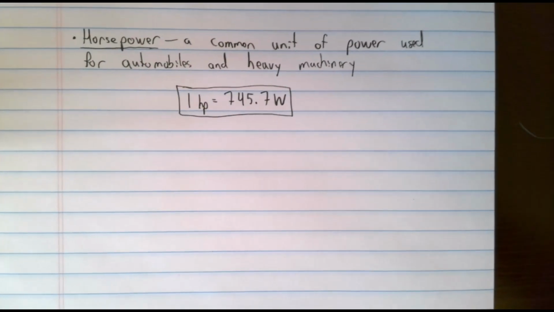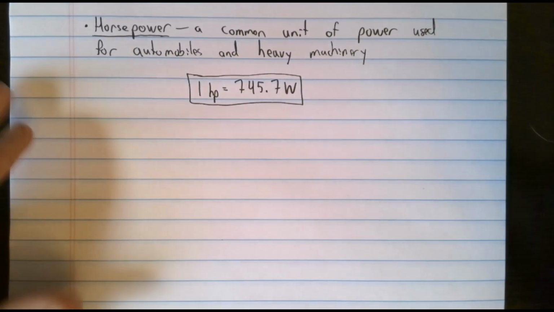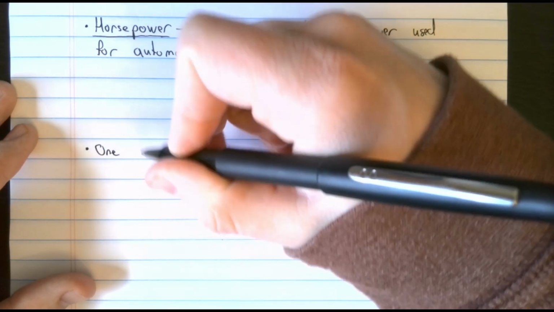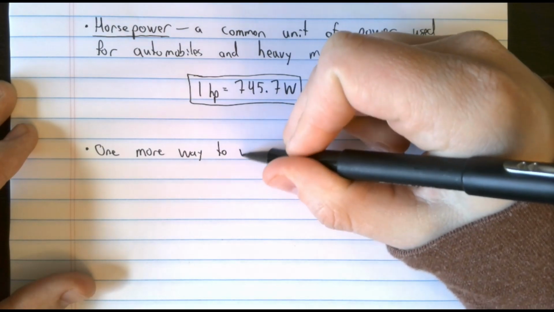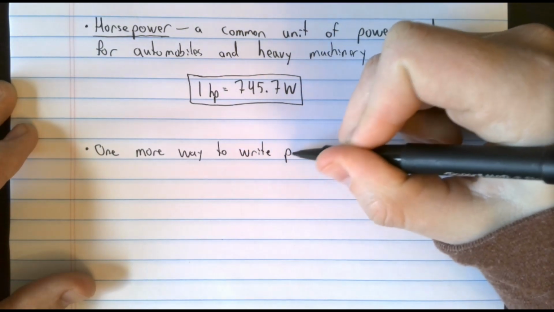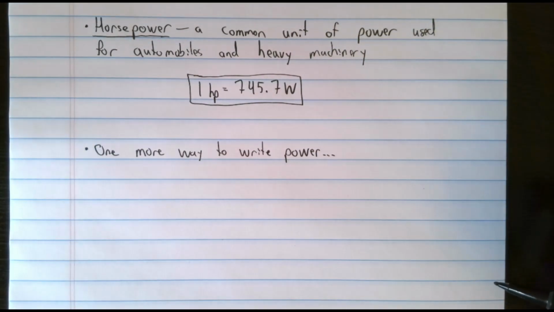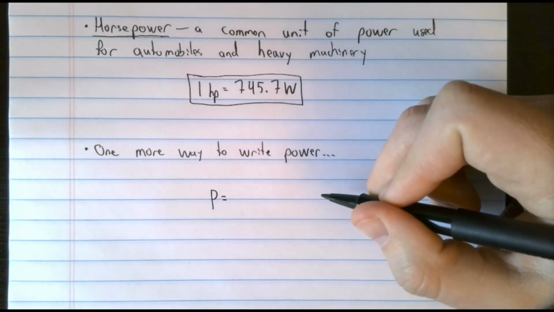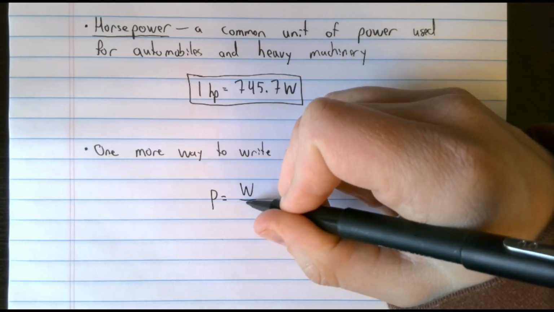And here it is. So this is technically not a separate equation. This is just one more way to write it. We'll do so with a derivation. So here's what we started with. Power is equal to work over time.